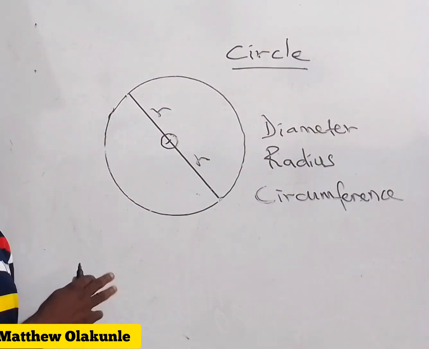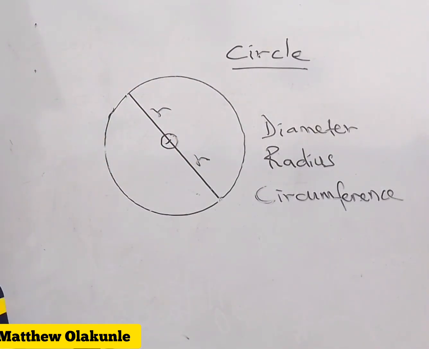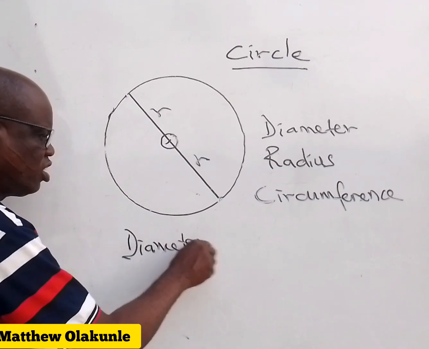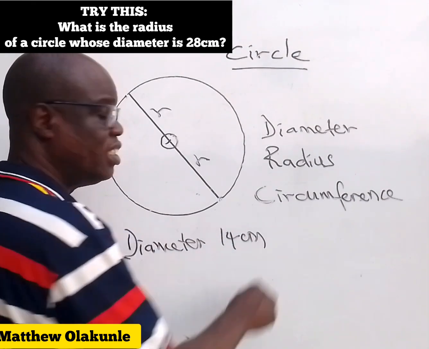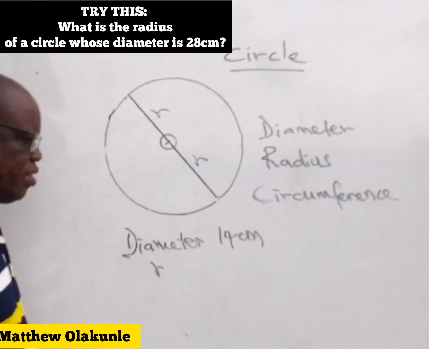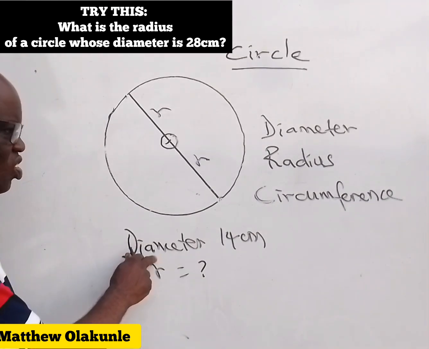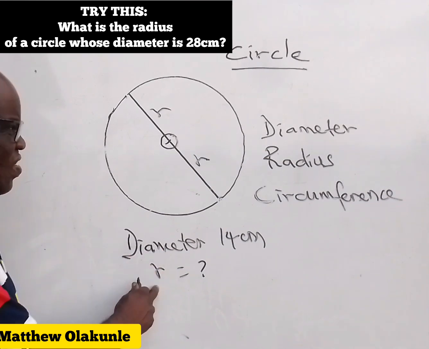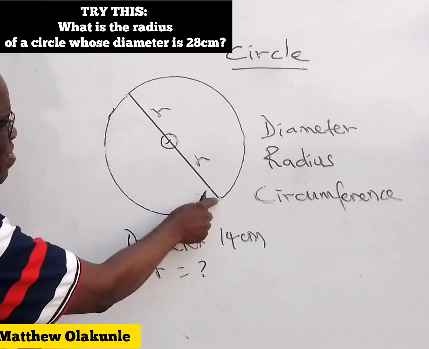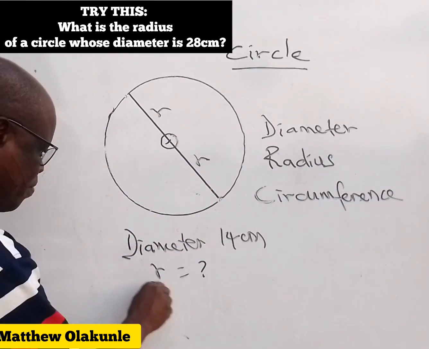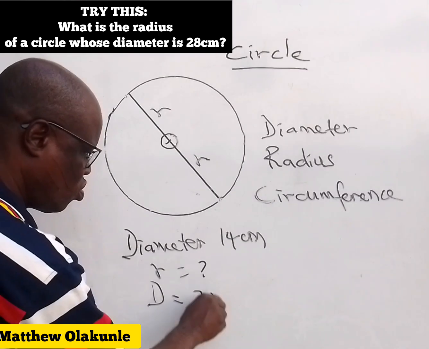Now, from this simple explanation, we can coin a question. Suppose you have a diameter of 14 centimeters, what will be the radius? Now, don't forget, what is the relation between diameter and radius? The diameter is from this place to this place, and it has two radii, 1, 2. So which means the diameter is 2 radii.